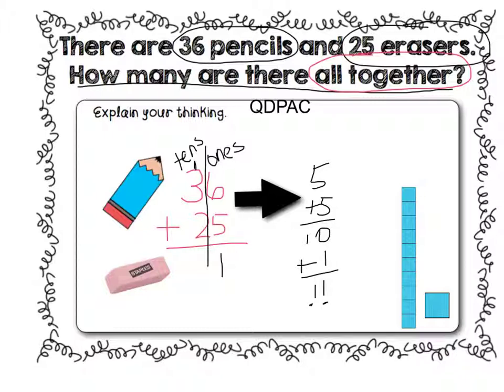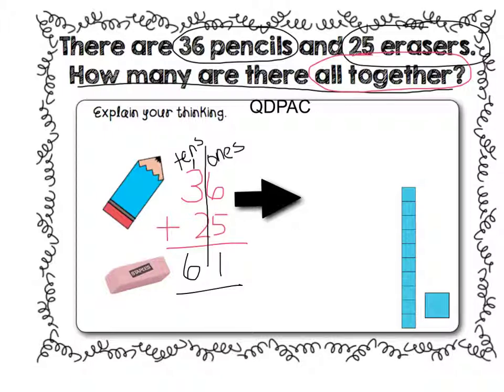Now I need to add the numbers that are in my tens place. So I've got 3 plus 2 is 5, and I can do the same thing. I can do a doubles plus 1 if I wanted to, or I can just start with my biggest number and count on. So I've got 3, 4, 5, then add my number here, and I've got 6. So my answer is 61.